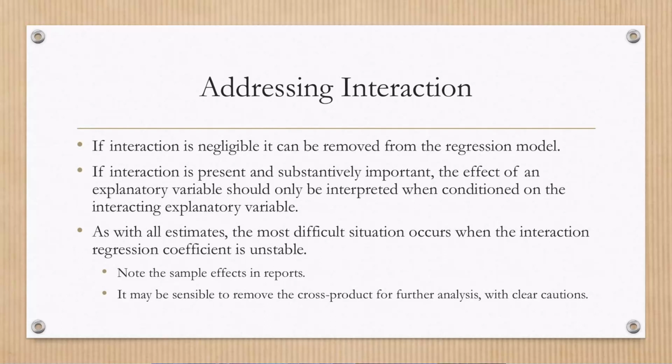So what do I do in that case? Well, I would certainly note the sample effect. That is, I would note that there was an interaction in my sample. But I would also note that it's not very stable. And so what we might want to do is note it's in the sample, but then remove it and talk about what effects are like if there is no interaction. We would have to give clear cautions, and we would certainly recommend future study.